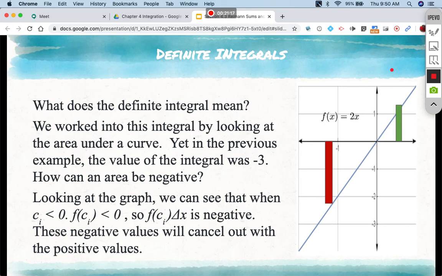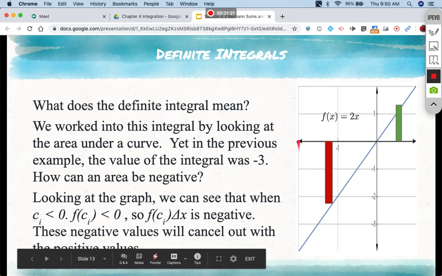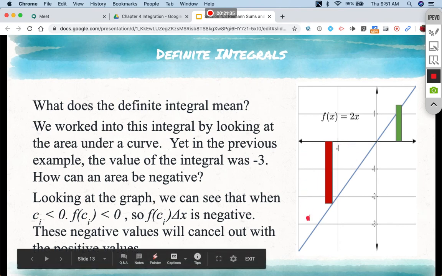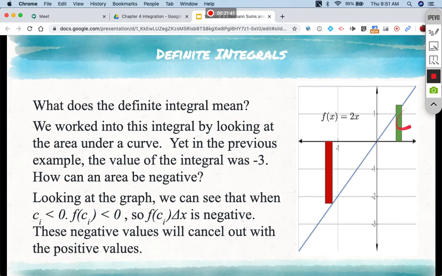Let's look at this graph and see what's happening. If I go 2x from negative 2 to 1, you notice down here, everything's negative. So when I take f of x dx, this is going to give me negative values. So it's going to find this whole area, and it's going to count as negative because it's going down. This area is going to be positive, so this is going to take this chunk out of here. And it makes sense in a way.